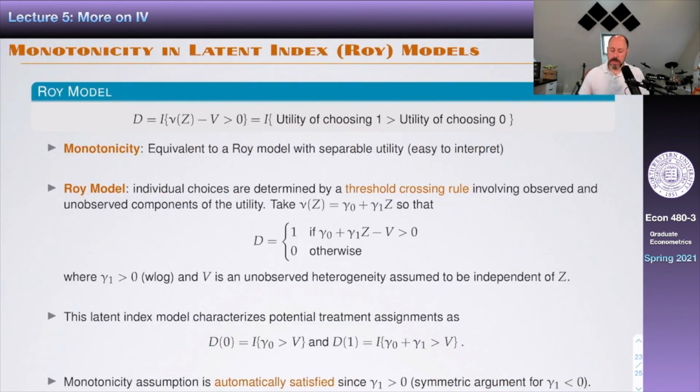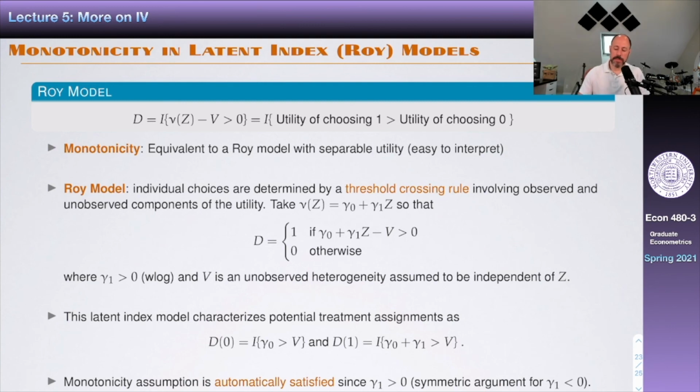All right. So now let me just talk briefly about the Roy model. The Roy model has been used in economics a lot because it gives you a clean representation of how people choose D in terms of utilities. Essentially, it says people are going to choose D equal to 1 if the utility of choosing 1 is greater than the utility of choosing 0. And then you write that down as a function of things that you observe, in this case, say the instrument, and another component that is the unobserved heterogeneity, which is captured by B.